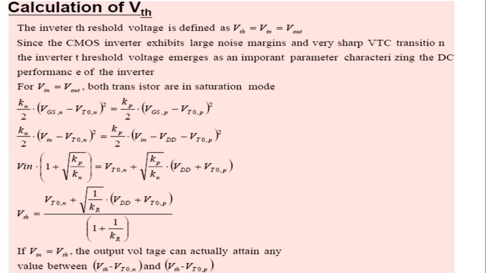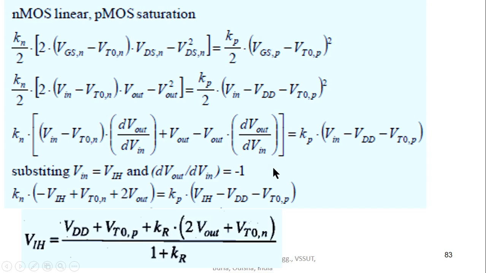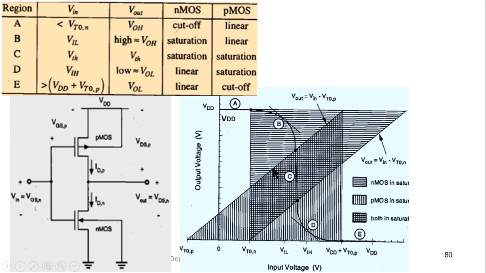So till now we have seen about the CMOS inverter. This is the basic structure of the CMOS inverter, and we had derived the important parameters that are required to analyze this inverter. Just a quick review of what we had seen.